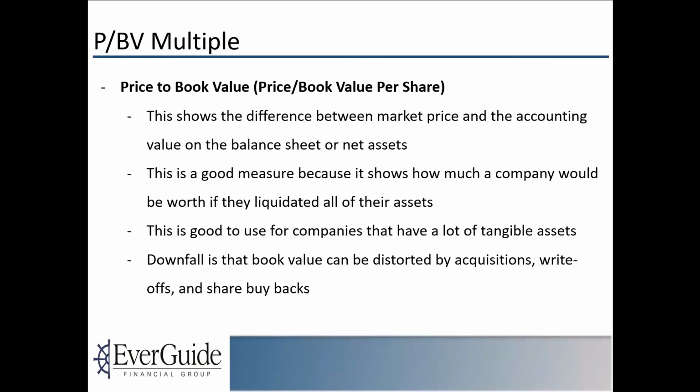Next one is price to book value. Again, it's price divided by book value per share, where book value is the value on the balance sheet of the net assets. This is a good measure because it shows how much a company would be worth if they liquidated all of their assets. So if you have a price to book value multiple that's less than 1, that means theoretically you could just close the business, sell all the assets, and actually end up with more money than the price per share.